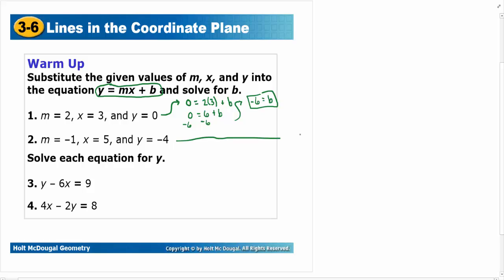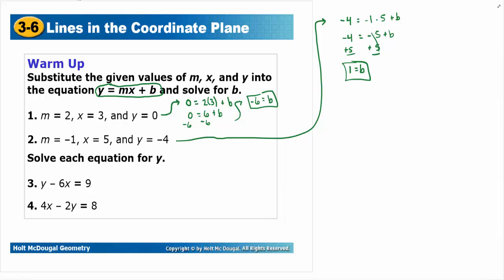Now, we'll give ourselves some space up here for number 2. In this case, y is negative 4, so negative 4 equals mx, so negative 1 times 5, plus b. So that's going to be negative 4 equals negative 5 plus b. And to solve for b, we're just going to add 5 to both sides. So 1 equals b. So just plug in and solve.